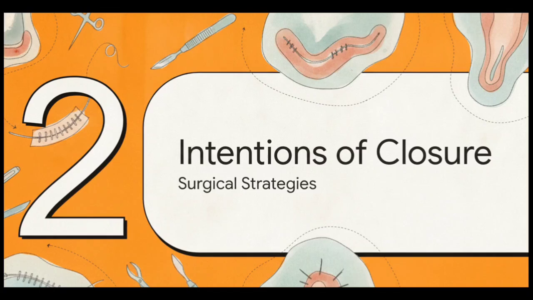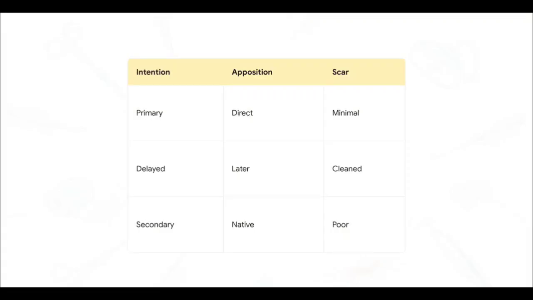Moving right along to Section 2, the intentions of closure. Understanding those roadblocks we just went over is absolutely critical because those exact factors dictate the very next logical step, which is how surgeons deliberately choose to close these wounds. And this brilliantly illustrates the 3 distinct surgical strategies or intentions for wound closure.